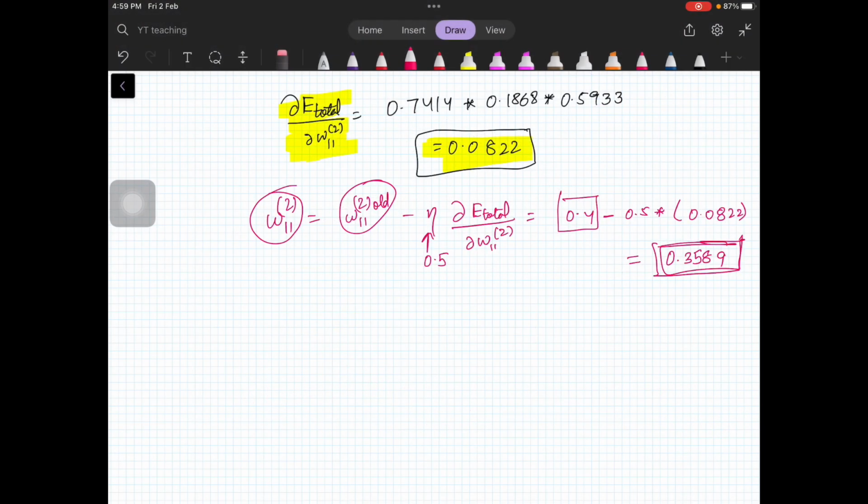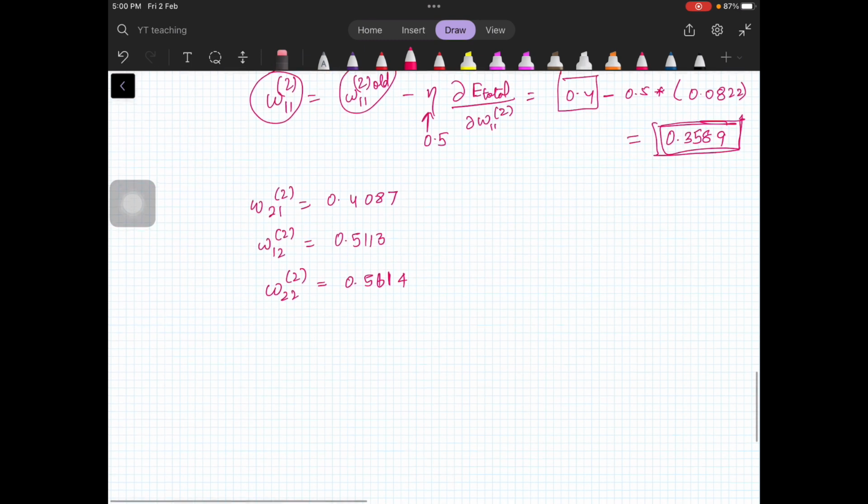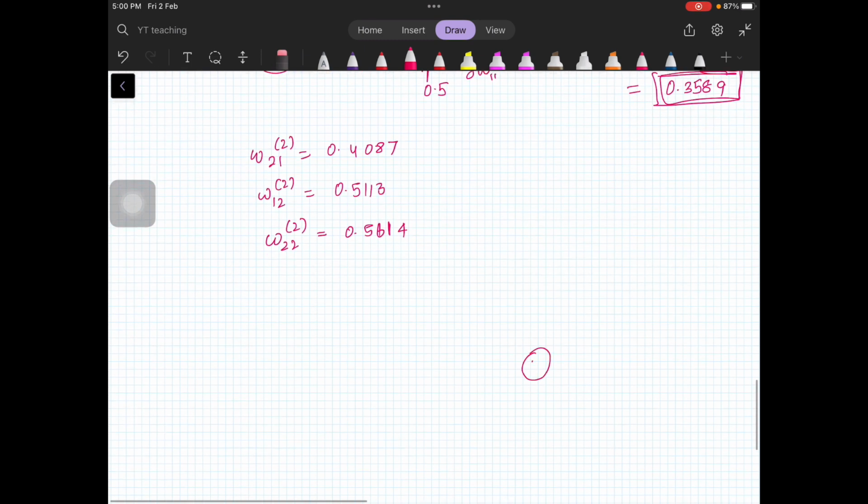So if you do the same process, you will get W21, the new value would be 0.4087, and W12, the new value would be 0.5113, and W22, the new value would be 0.5614. Okay, so what we have done here, you see, this was our error, right?